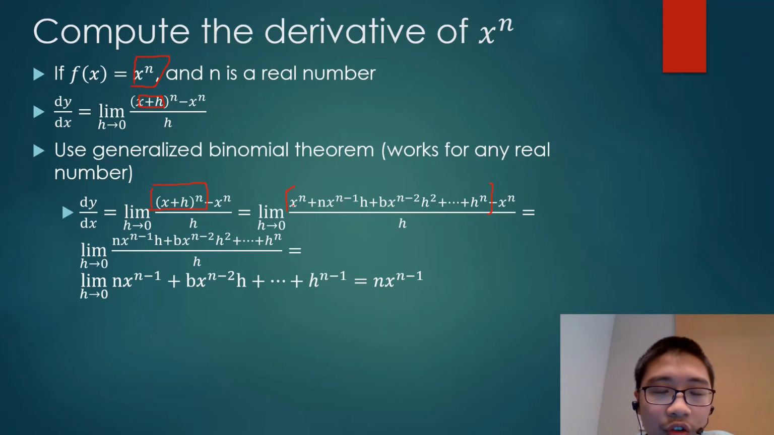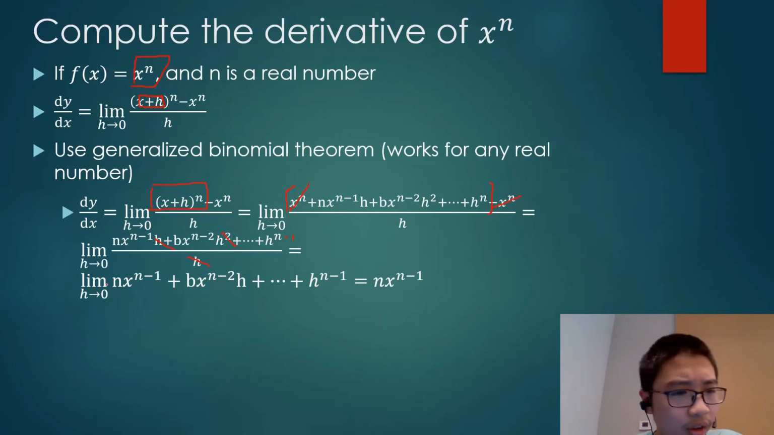We have x to the nth power here. We also have an x to the nth power right here. So they cancel. Okay, so for the leftover, all terms in the numerator contain h. So what we do is we can cancel each h. This becomes n times x to the n minus 1th power.